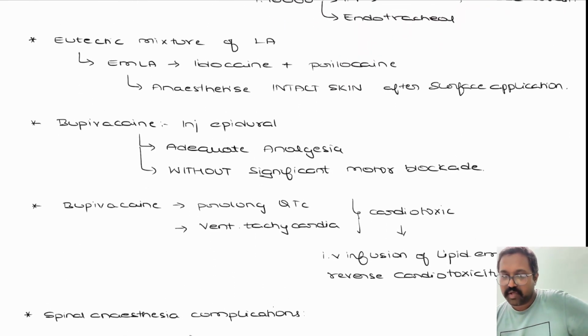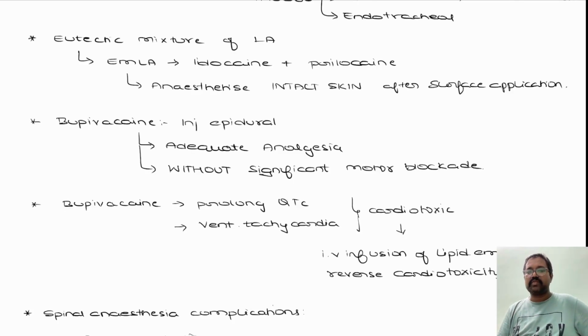Eutectic mixture of local anesthetic is also called EMLA, which is made up of a combination of lidocaine and prilocaine. This kind of anesthetic is used for intact skin after surface application.